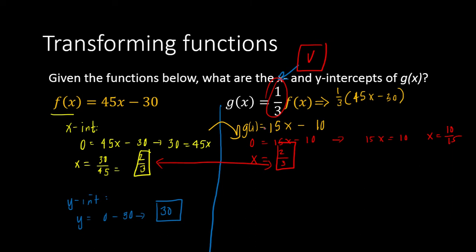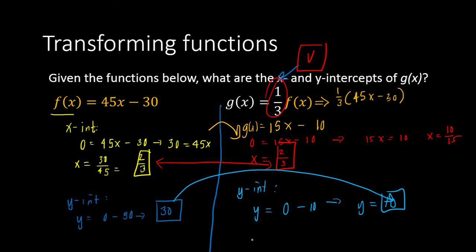So if we multiplied our function by 1/3, what do you think if I started with 30, then my function was multiplied by 1/3, what do you think my new y-intercept will be? Do you think it'll be 10, or will it be something else? I said 10 because 10 is 1/3 of 30. Let's find out. So g of x equals 15x minus 10. If I want to find my y-intercept, I set x equal to 0. So y equals 0 minus 10. So sure enough, my y-intercept is equal to 10. So my y-intercept became 1/3 of the original intercept because I vertically compressed by a factor of 3.